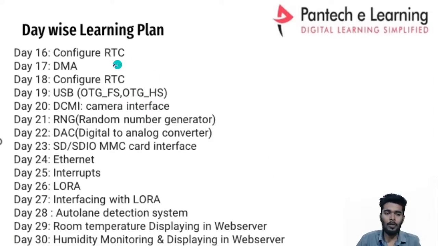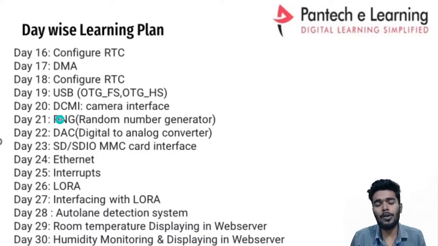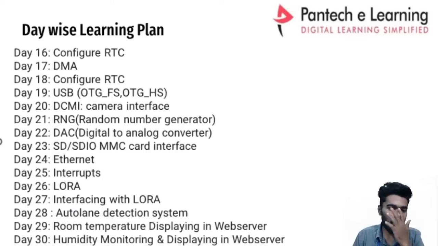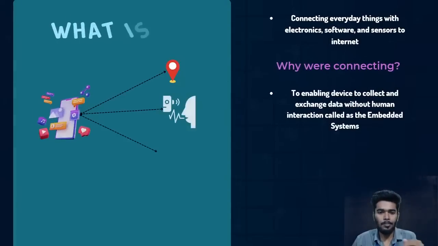And we are going to configure RTC. What is RTC? It is a real-time clock. And we are going to see DMA. What is DMA? It is direct memory access. And we will see the USB, and we are going to interface a DCMI. We are going to see DCMI communications and random number generator programs, and we have a DAC and lots of variables. So interrupts, LoRa, and we are going to interface LoRa, and we are going to create some projects. So these are the 30 days wise planning.